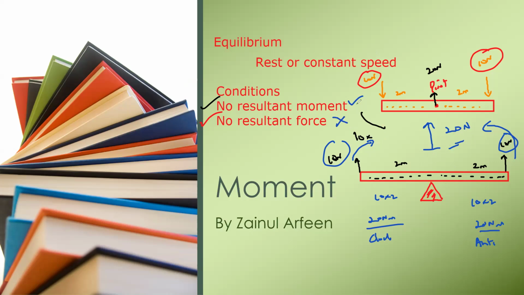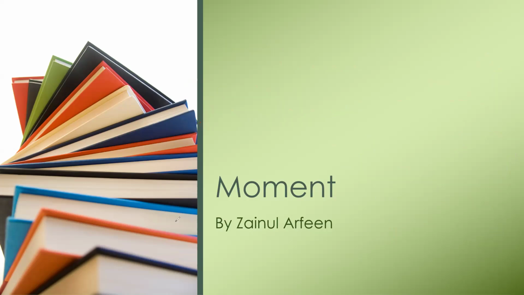If the second condition is not fulfilled, we will not say this object is in equilibrium, even though the resultant turning effects are balancing, because the resultant force is not balanced. So whenever you check whether an object is in equilibrium, you have to check both conditions, the resultant turning effect as well as the resultant force.